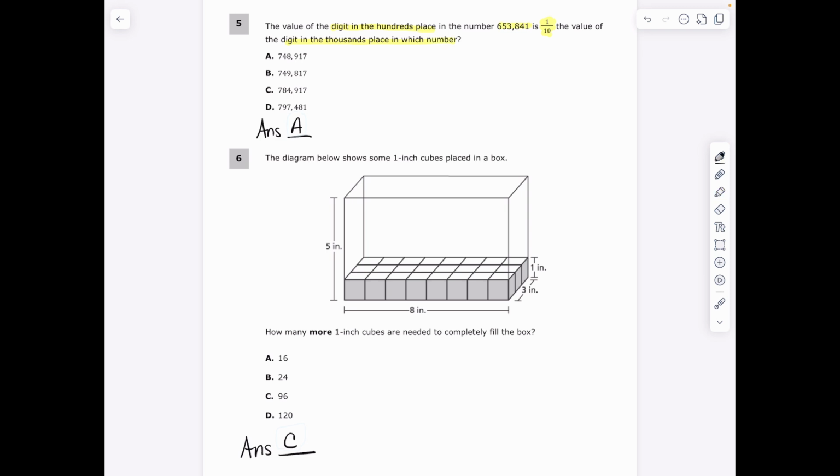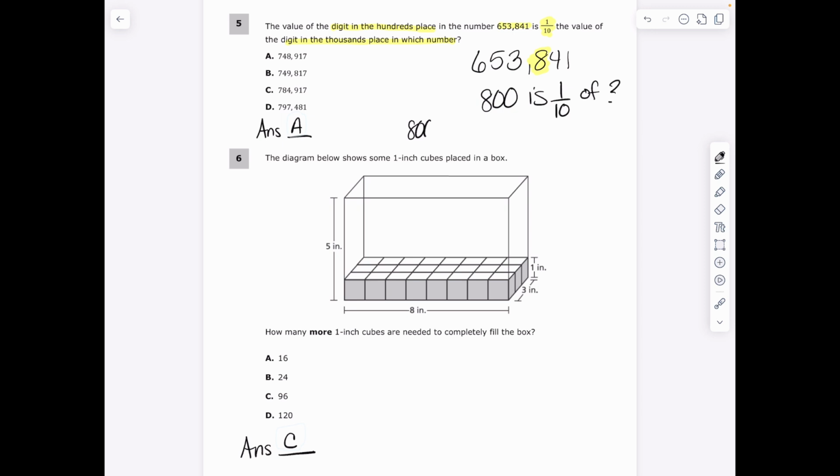So this is another place value problem. So let's break this down. So here's my number, 653,841. And they want the number in the hundreds place. Okay, that's 8. So now it's telling me that this 8 is 1/10 the value of what number? So 800, it's not just 8, is 1/10 of what? Of what number? That's what they're really asking me. So let's think about this. 800 is 1/10 of a number. That means it's like 10 times smaller than what? That's what it's really asking me.